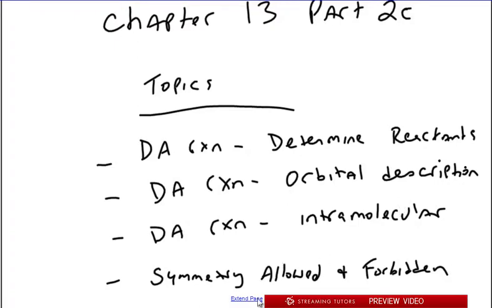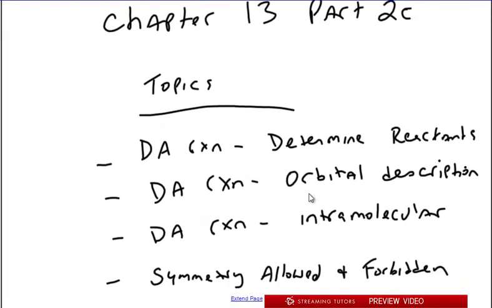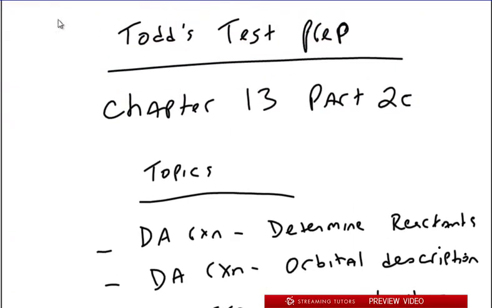ideas to it. And then the final thing is talking about something known as symmetry allowed versus symmetry forbidden. It'll help us to determine when reactions can or cannot take place. So that covers it. This is going to be the last stretch. It'll be one video to cover all these different pieces, and then we'll do the final problems to wrap up. Okay, so let's get started.